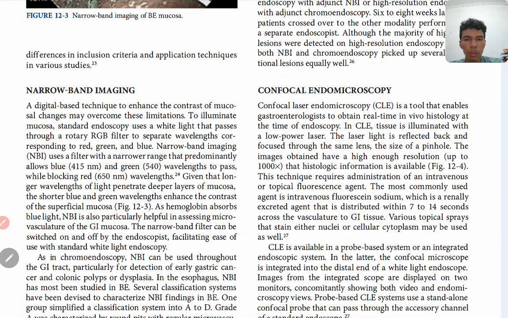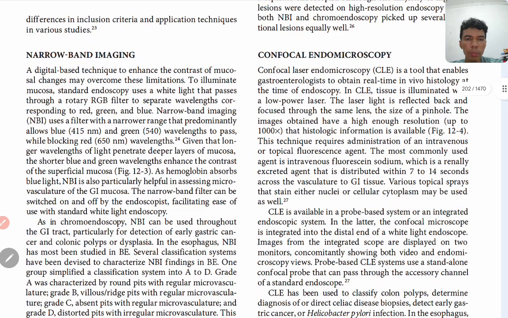Confocal endomicroscopy. Confocal laser endomicroscopy (CLE) is a tool that enables gastroenterologists to obtain real-time in vivo histology at the time of endoscopy. In CLE, tissue is illuminated with a low-power laser. Laser light is reflected back and focused through the same lens, the size of a pinhole. The images obtained have a high enough resolution, up to 1000 times, that histology information is available.